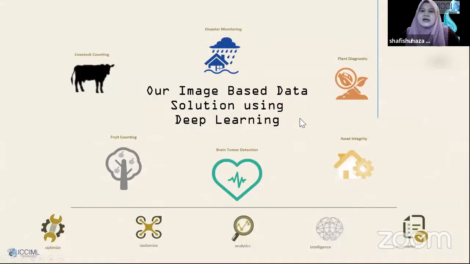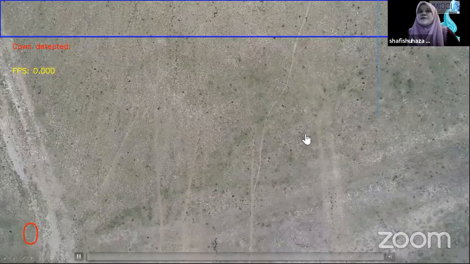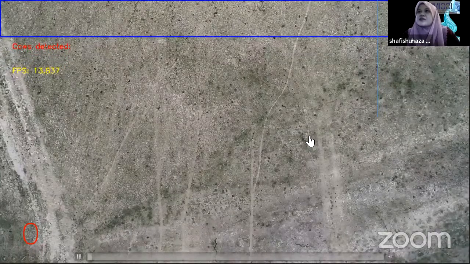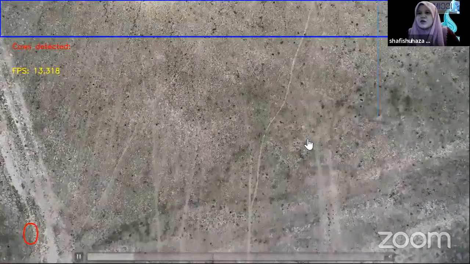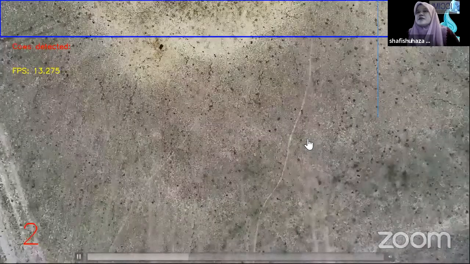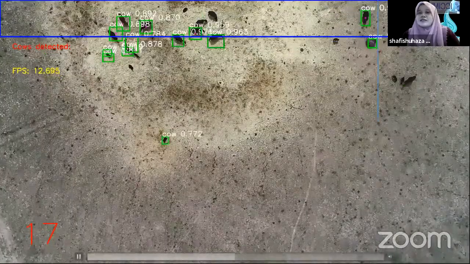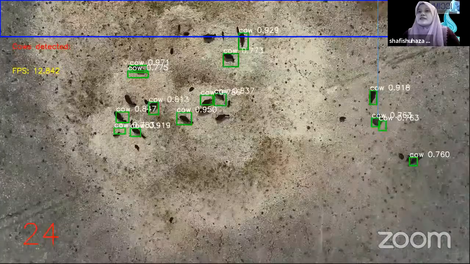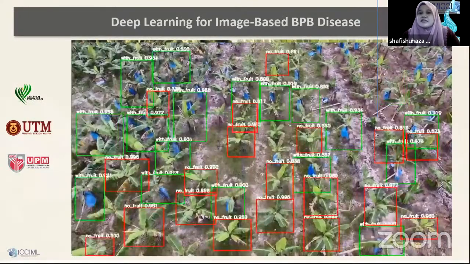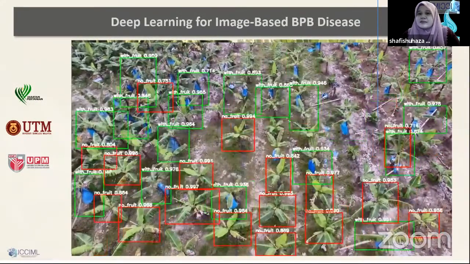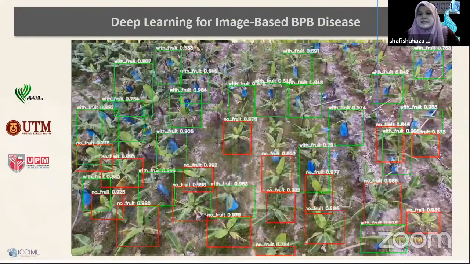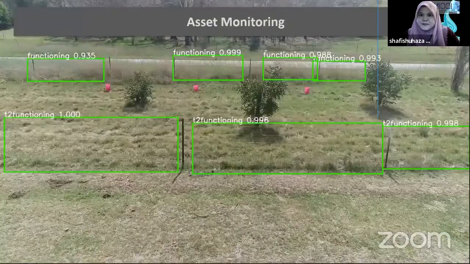Okay, this is a short video on, as you can see here, Dr. Zul's research on counting cows. Okay, they recognize that those are cows and they counted them. This is in farms, and here different plants are recognized and detected, and not just plants. Yeah, the system can also be applied to monitor assets around a farm.